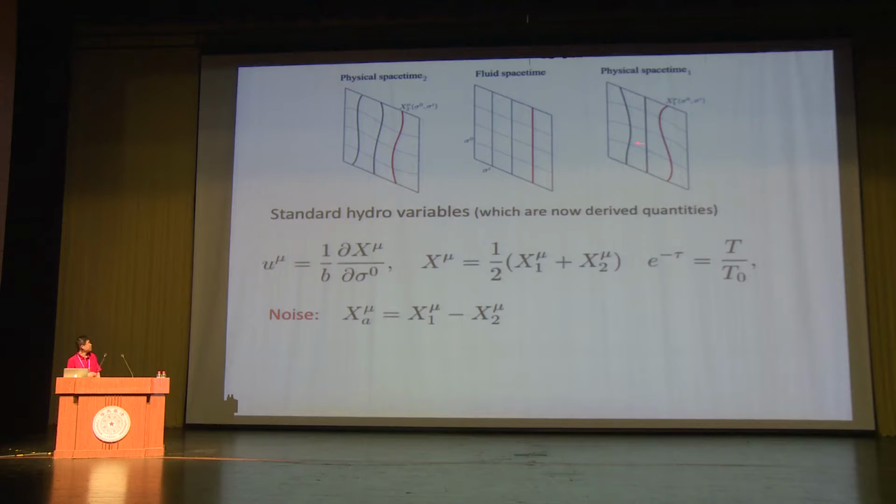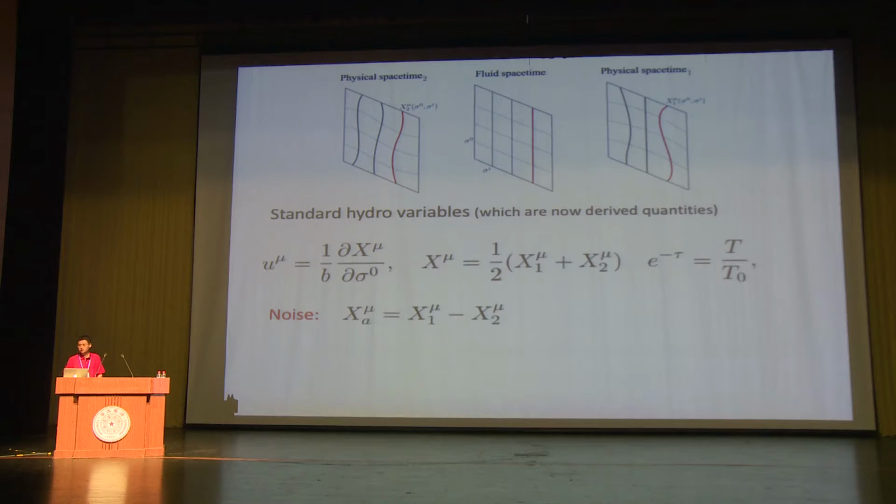And then the difference of these two physical space-time coordinates would be interpreted as the noise. So now what you do is you essentially just pull back your physical space-time metric to your fluid space-time, and then you try to write down the action for that, okay?